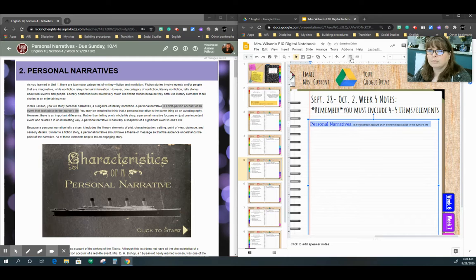We got the same size here. I like the two colors though. That way I know what the word is and then the definition. That helps me. So there's one note set up for us.